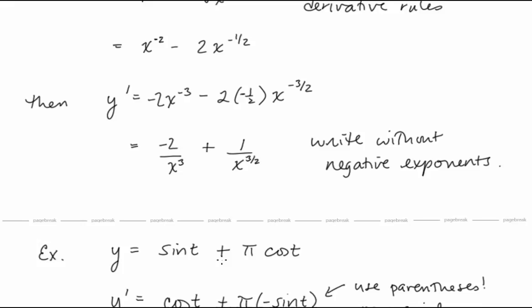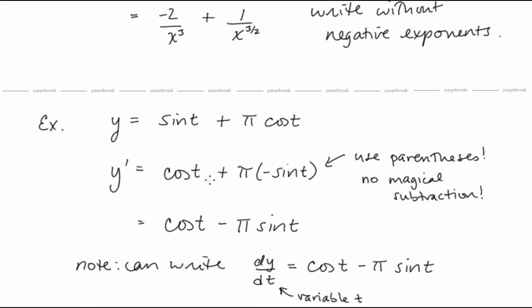Let's take a look at another. y equals sine t plus pi cosine t. Okay, the derivative y prime is going to be the derivative of sine t, that's cosine t. Here we have a constant multiple, so we bring that down. And the derivative of cosine t is negative sine t.